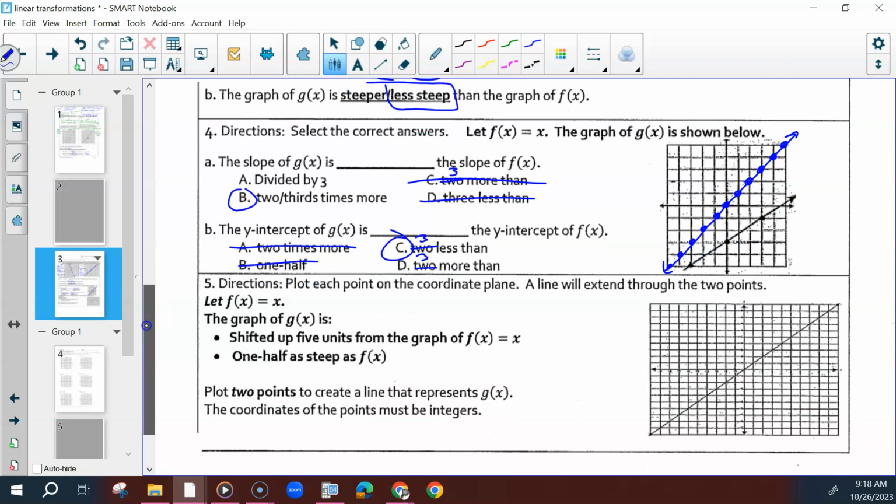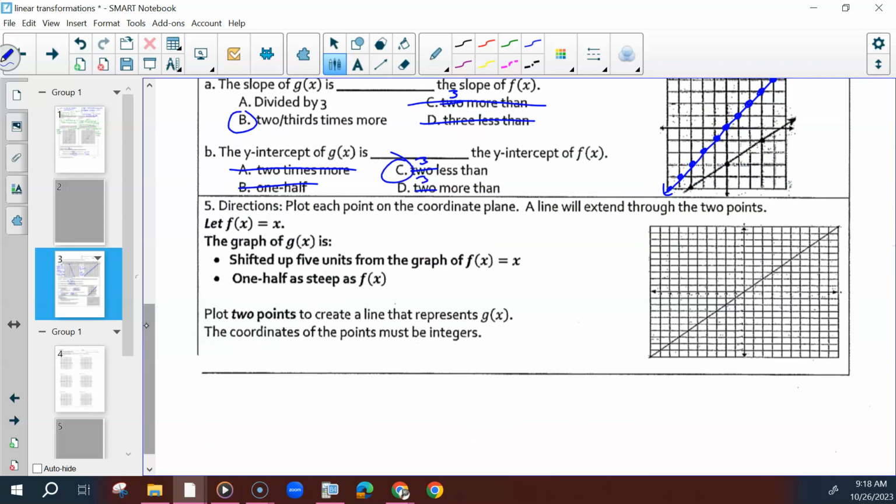Okay. Questions on 4? Okay. And then 5 is kind of a mixture of some of the things we already did. We have to plot 2 points. So this says a line will extend through the 2 points. That's if this were a SOL question. You would plot the 2 points and then a line would extend through it, but we don't need to graph the line for this one.